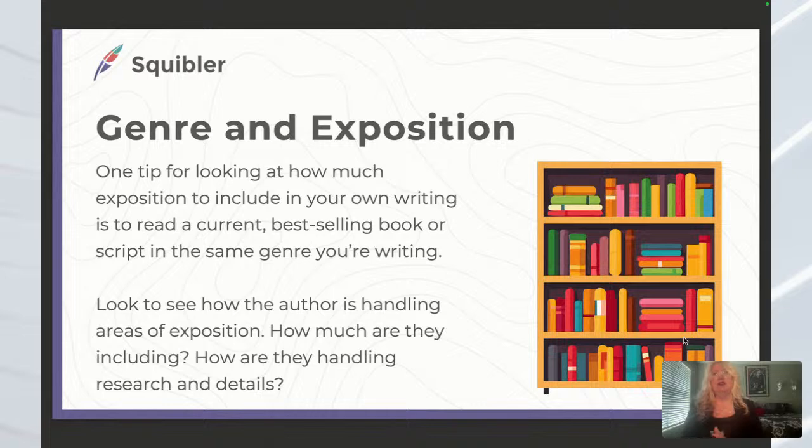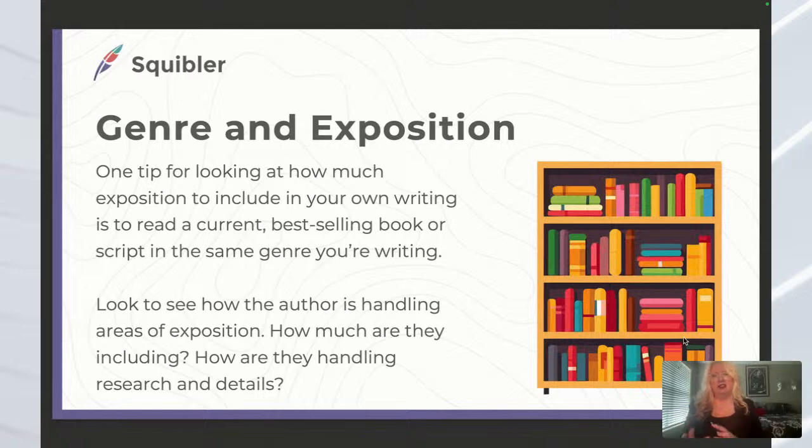One tip for looking at how much exposition to include in your own writing is to read a current best-selling book or script in the same genre that you're writing. And you can do this by looking up top-selling memoirs from 2024, 2023. You can look up top fantasy novels from the year. And then you can see how these authors are using exposition in their own successful writing.